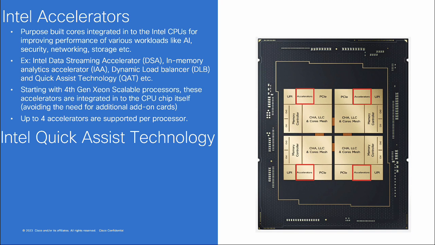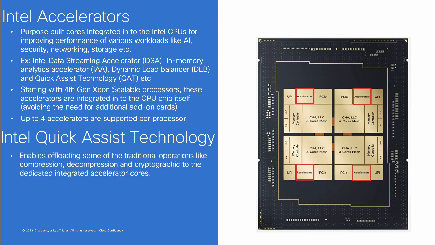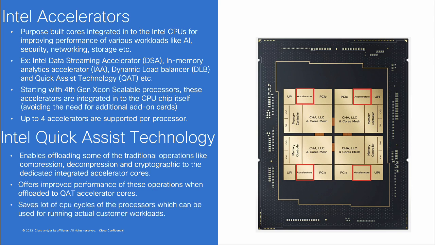Using QAT technology, we can offload some of the storage operations like data decompression, compression, and cryptography to the QAT accelerator cores. This provides some key advantages. 1. Improved compression performance. 2. Since compression and decompression operations are completely offloaded to QAT cores, the CPU cores are free and can be used for customer business applications. And 3. Due to faster compression speed, it significantly reduces maintenance window for production deployments.